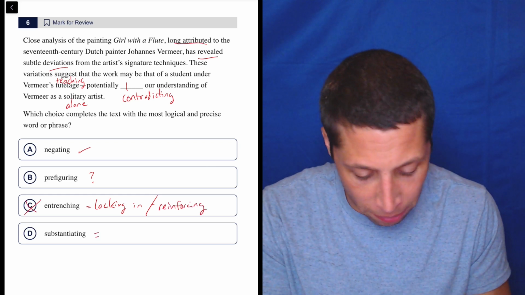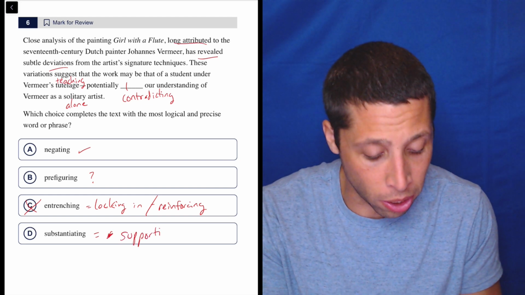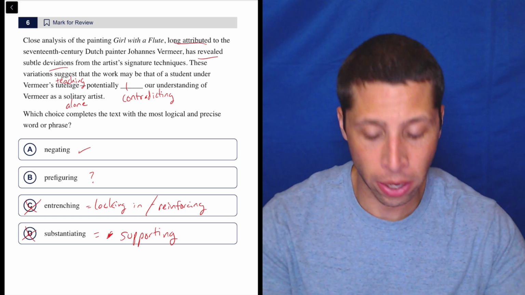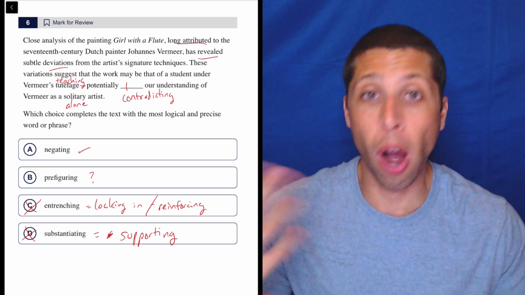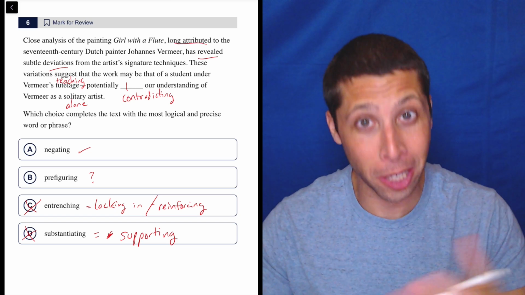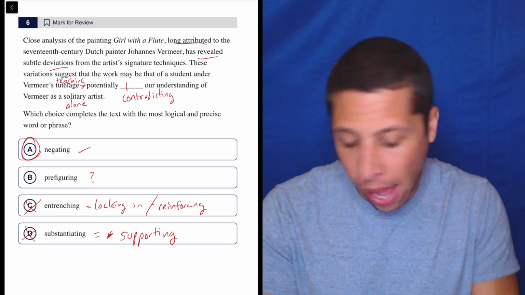Substantiating means the same thing. That means reinforcing or supporting, just to change it up a bit. So a good word to know, the word substantiate, substantial, right? We know that word. Those are words that can easily come up in other passages because we're often talking about evidence being substantiated, unsubstantiated, meaning unsupported. So good word to know for those science passages. So yeah, you got to pick A here.